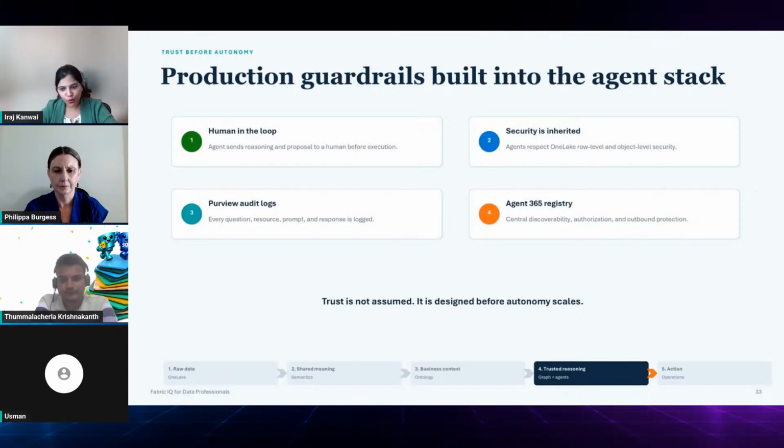So the point is not to avoid autonomy forever, but to earn the autonomy by designing the trust before scaling action. Because if we are working on a use case, we might have a small use case right now, but going forward we may have a bigger use case. And if we don't have guardrails and security inheritance in place, it can become very risky for us to control that.